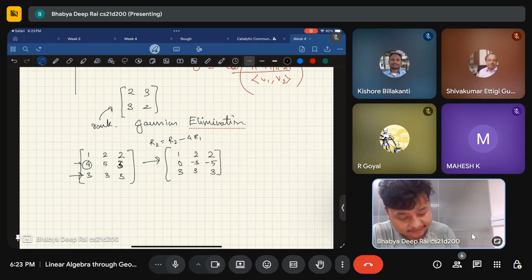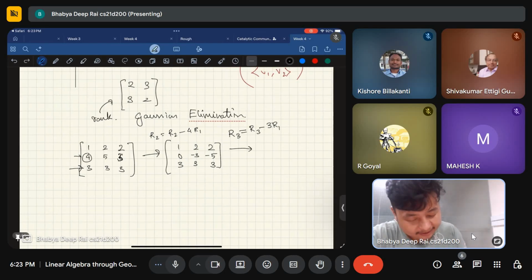Okay, great. So let's remove this 3. Before removing this, we can actually remove this 3 now. So what we'll do is R3 equals R3 minus 3 times R1. I want to remove this 3 by multiplying 1 with 3. So what do you get? 1, 2, 2, then 0, minus 3, minus 5. 3 times 1 is 3, 3 minus 3 is 0. Okay.